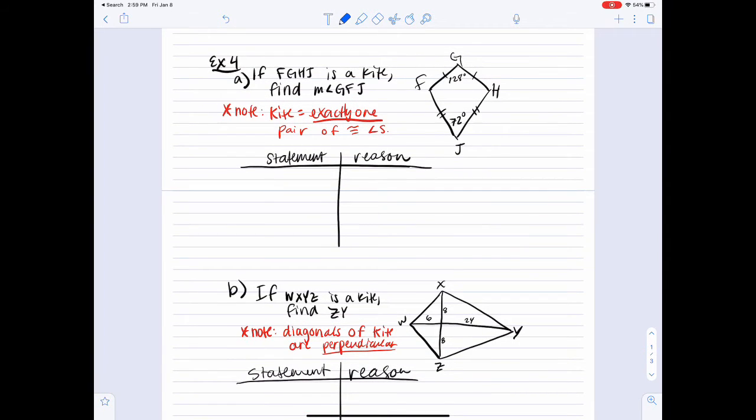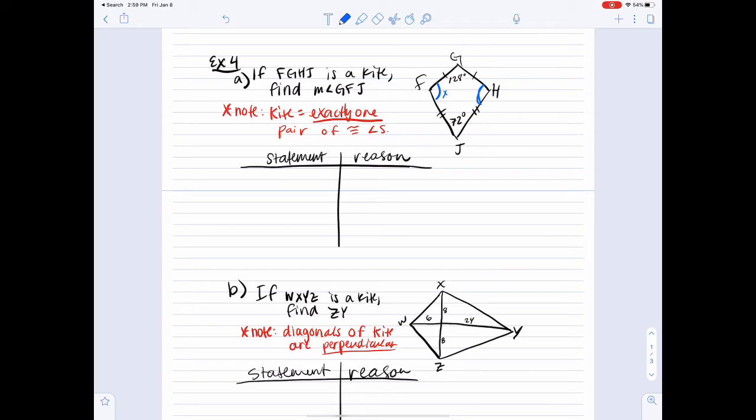Example 4, if FGHJ is a kite, find measure of angle GFJ. So look at this kite. It gives us that the top angle is 128 and the bottom angle is 72. And then we're being asked, what is this angle? Okay, over here. All right, so note, a kite has exactly one pair of congruent angles. So, since G is not congruent to J, the ones across from each other, then 128 is not the same as 72, then F has to be congruent to H.